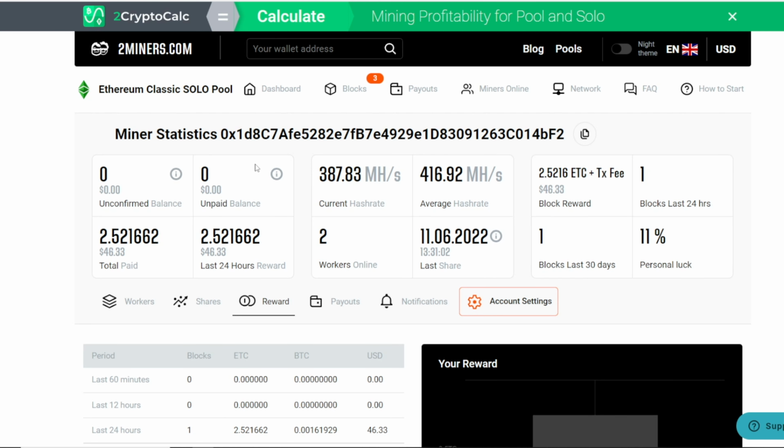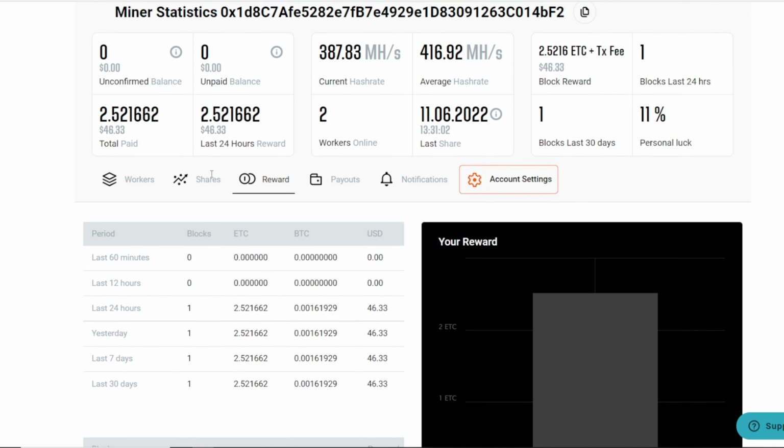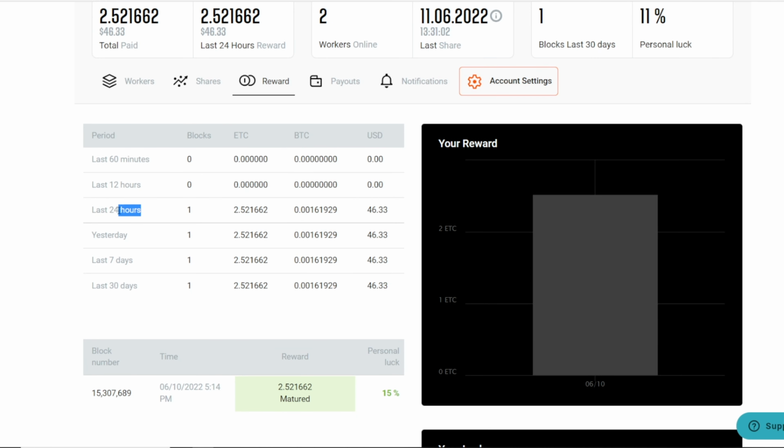And you guys know that I have now found an Ethereum Classic block. Look at this, okay? 2.52 Ethereum Classic. I found it in the last 24 hours, actually on June 10th, 2022 at 5:14 p.m., a 2.52 Ethereum Classic block. That is awesome. But my personal luck is 15%.